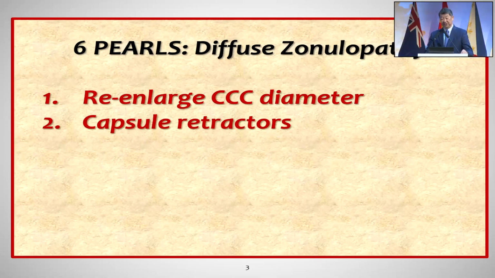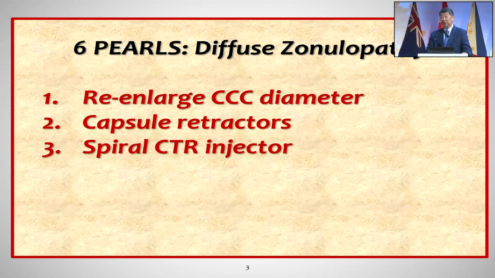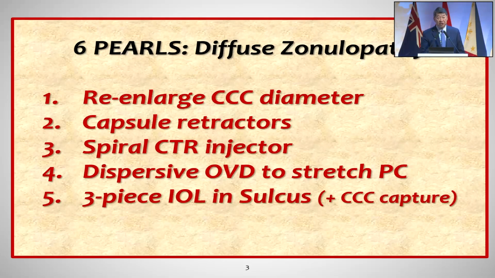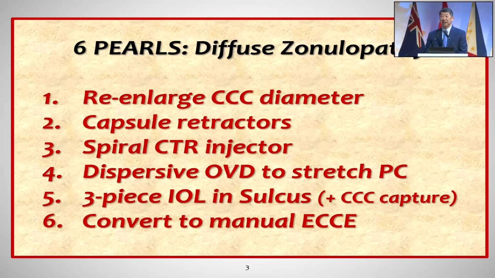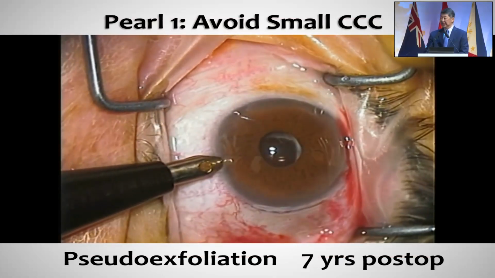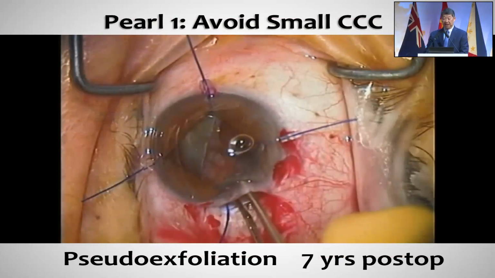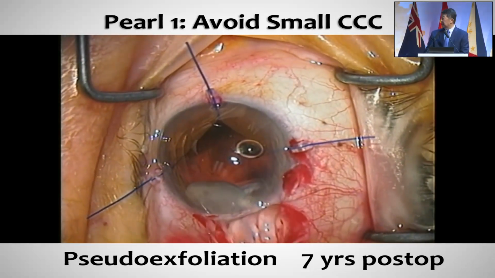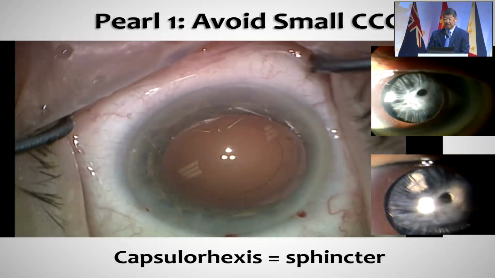Enlarge the CCC diameter, go to capsule retractors early, take advantage of this spiral CTR injector, use a dispersive to put the posterior capsule on stretch. Think about a 3-piece IOL sulcus with optic capture, and don't be late to convert to a manual extracap. So let's illustrate this. It's not enough just to get the lens in the bag. We have to prevent this complication of late bag IOL dislocation.